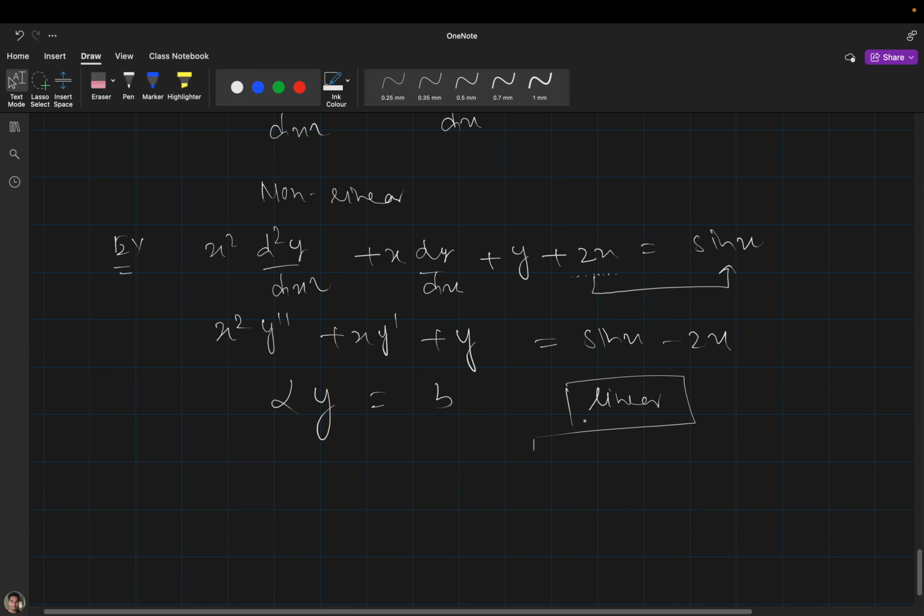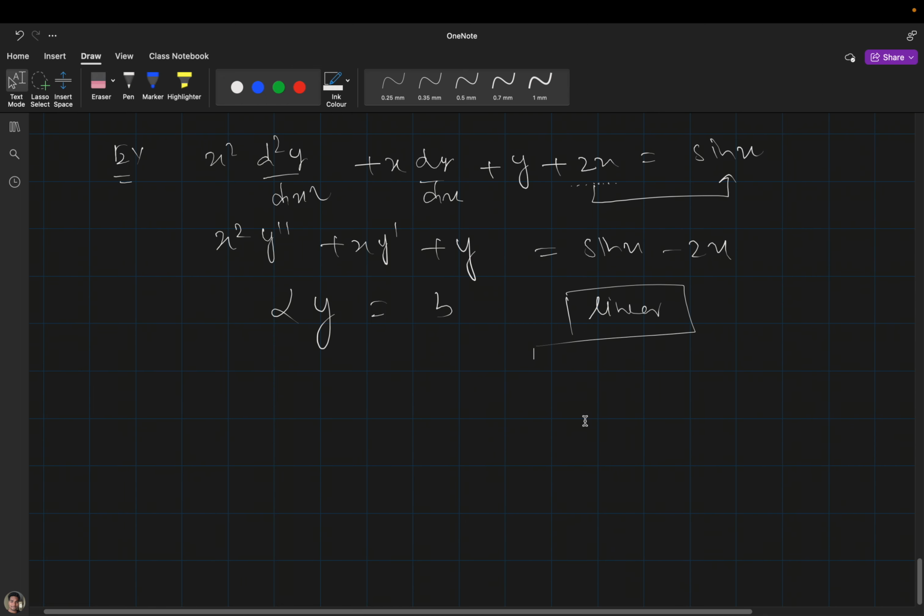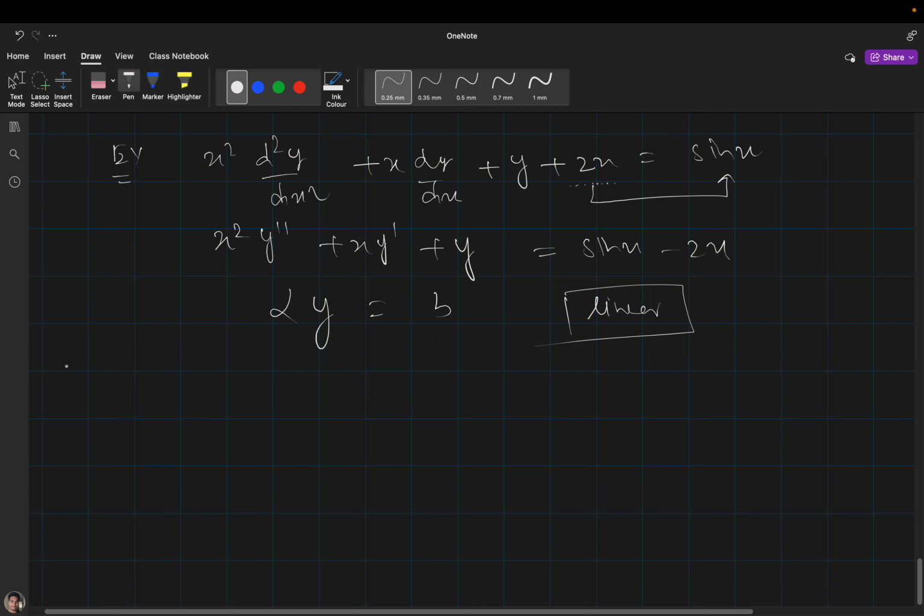Fine or not? Yes. Sometimes in the GATE exam, they can ask a one-mark question on this. It's very fundamental, but many times people solve it wrongly.